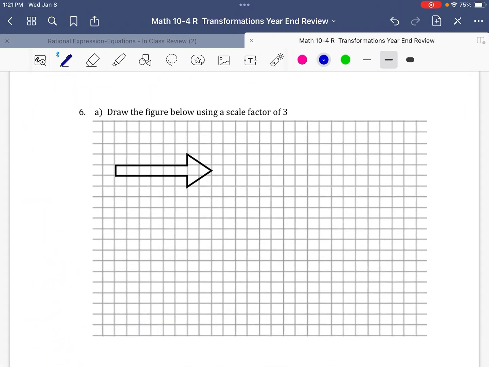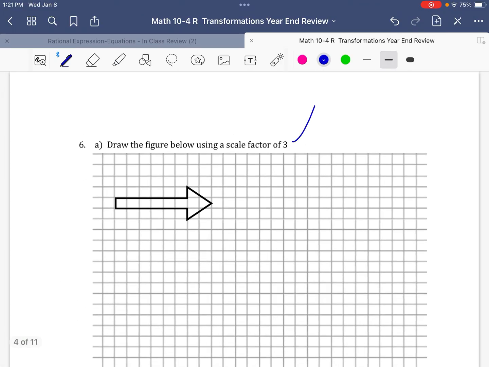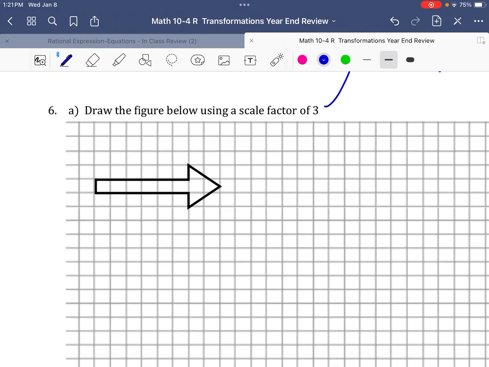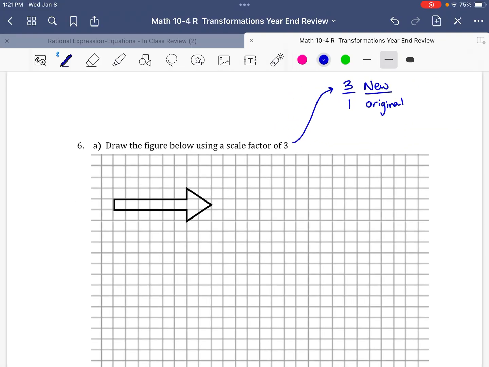All right, draw the figure below using a scale factor of 3. Now, it might have been a while, but 3 is the same as 3 over 1, which means this is our new over the original. Now you might remember from our measurement unit that you had to look up things on the formula sheet. That's the scale factor, and we're going to do the same thing here. We're going to use this as our one fraction, and we're going to compare it to a new fraction.